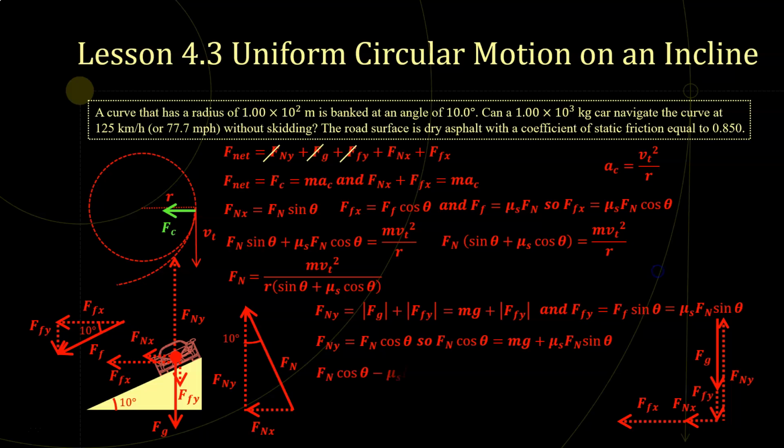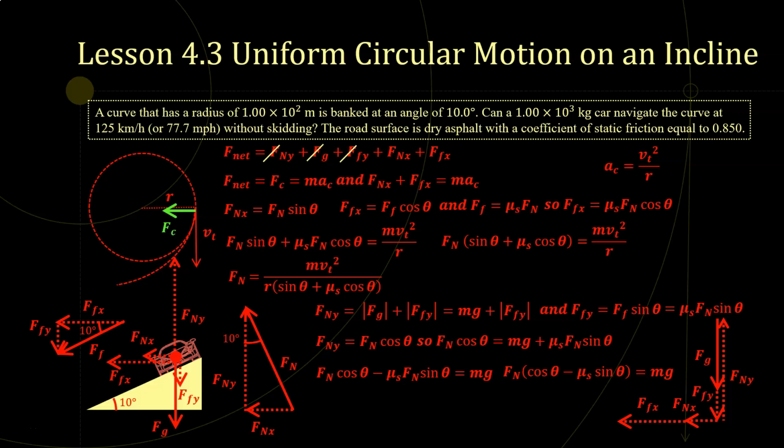Well, what if I get the terms that have the normal force on a side by themselves? And then I just have mg on the other side because it doesn't have a normal force in it. Well, now I can factor out the normal force. Once I factor it out, I have that normal force times the cosine of theta minus the coefficient of static friction times the sine of theta equals mass times acceleration due to gravity.